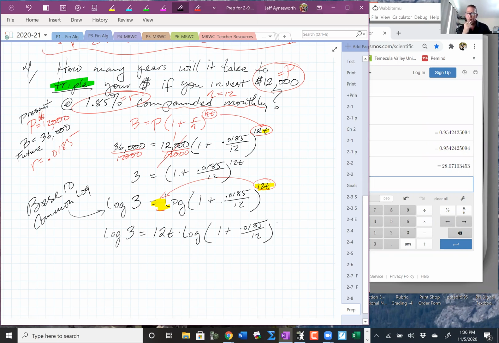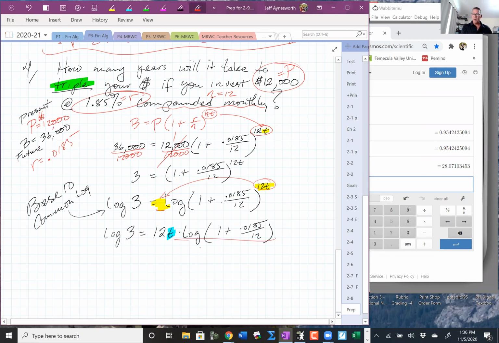Okay. Now, what do we do? Let me highlight the variable. We're trying to solve for this t right here in blue. What do we do at this point? What would you guys do? You divide log, parentheses 1 plus 0.0185 divided by 12, with log 3. Okay. We could definitely do that.